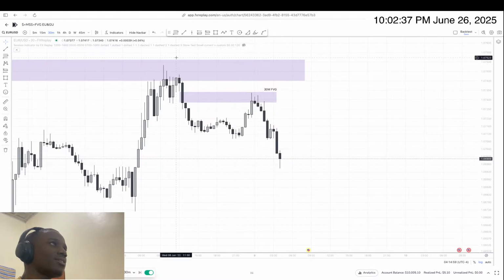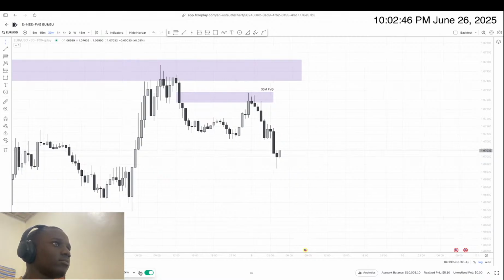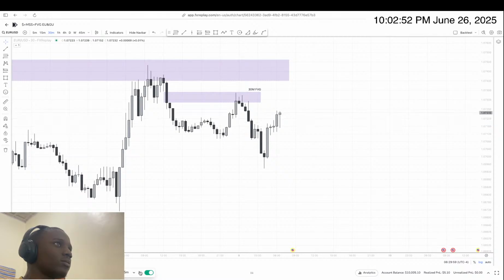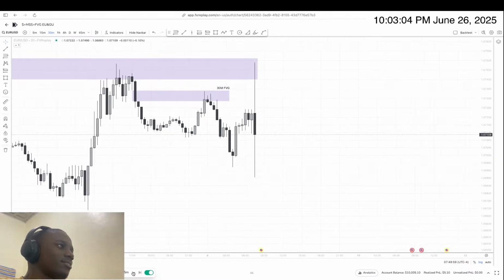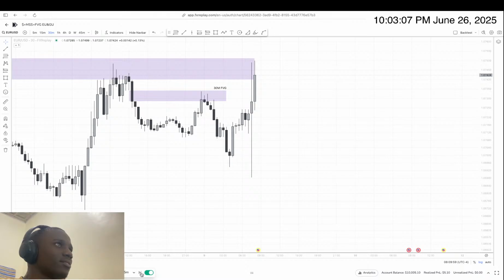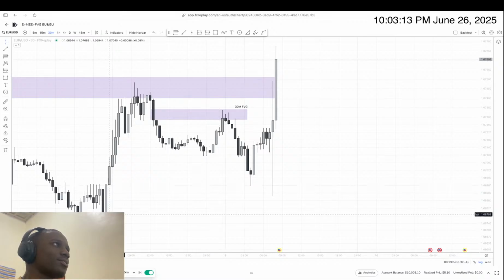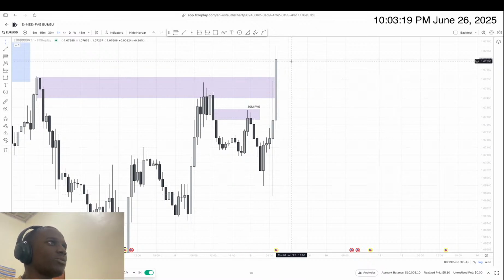Right, I don't really need this, so I decided to hide it. So we're still in London session. Okay, this is fire. We take out these highs from Asia. Let's say if we become bullish, and we end up being bullish as a reaction to this order block resting here. Boom, causing this push we're seeing right there.